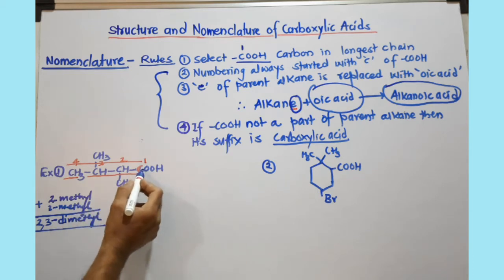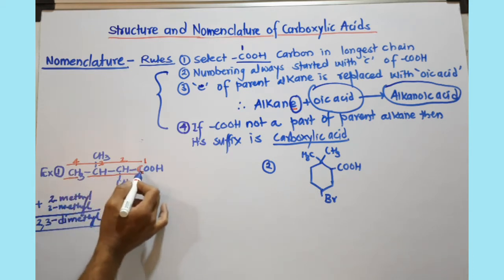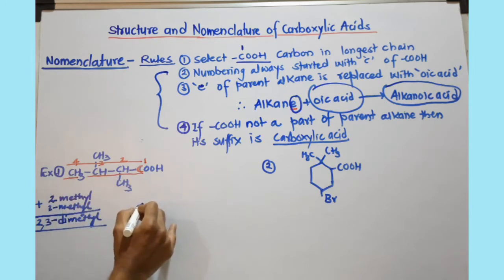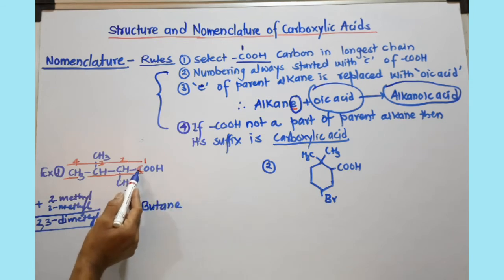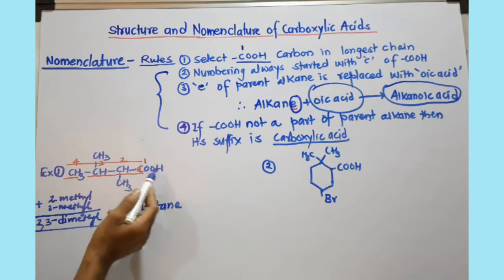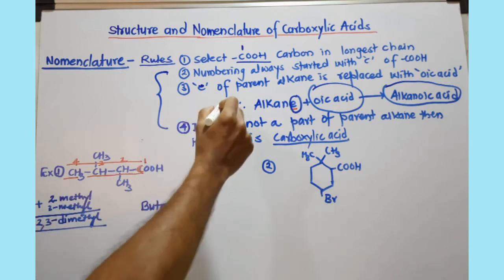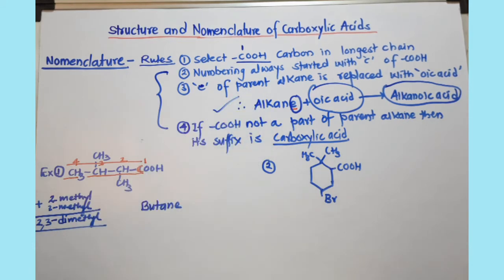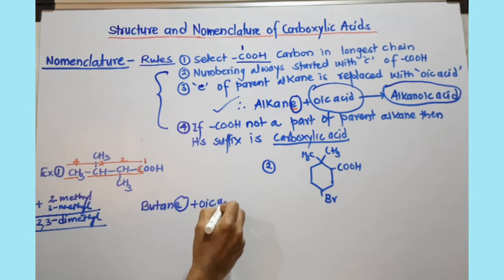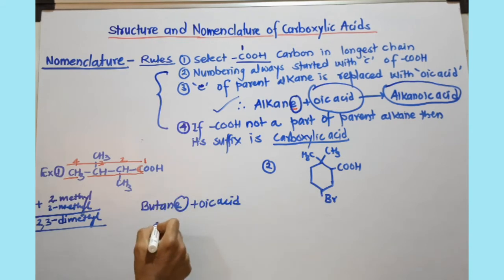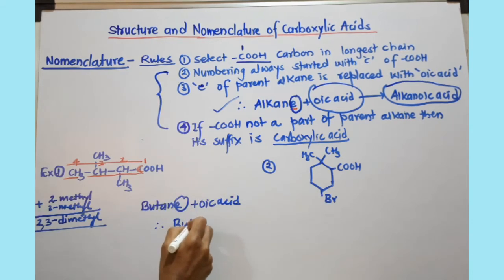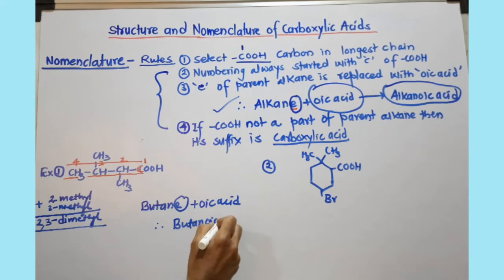Now we'll see the parent alkane. You count the number of carbons present in the parent alkane: 4. So the parent is butane, and the carbon of the COOH group is not outside, it is also part of the parent. So you use the suffix -oic acid. When we join it, we replace the E and add the suffix -oic acid. So this becomes butanoic acid.